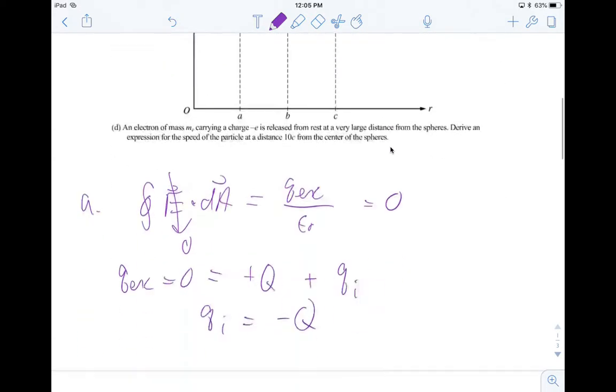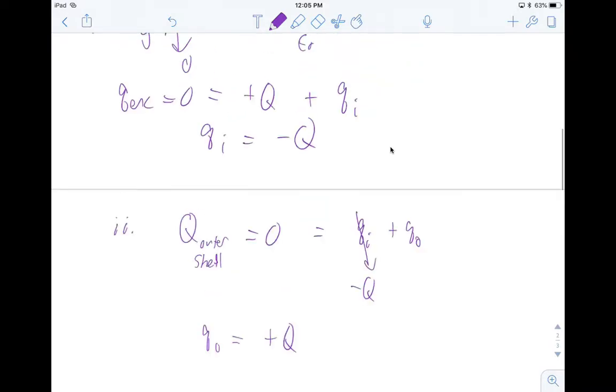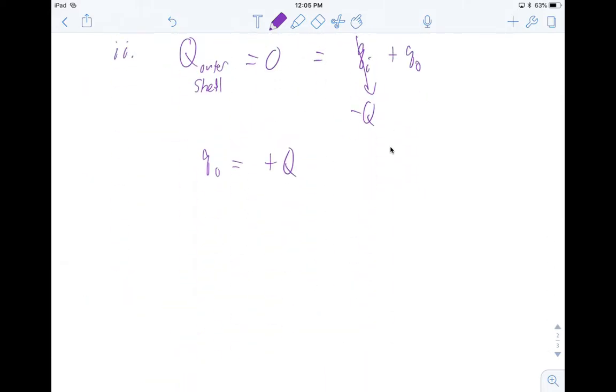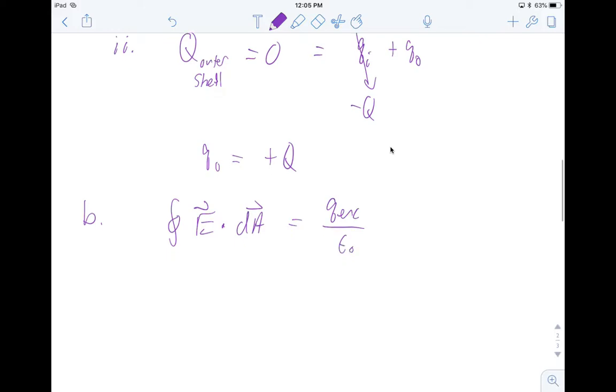Okay, so a lot of times you might look up the scoring guide for this, but you get a point altogether for just writing down Gauss's law at least one time. So for part B, I would just start with writing it down: closed integral E dot dA equals Q enclosed over epsilon naught. All right, so part 1 is when R is less than A.